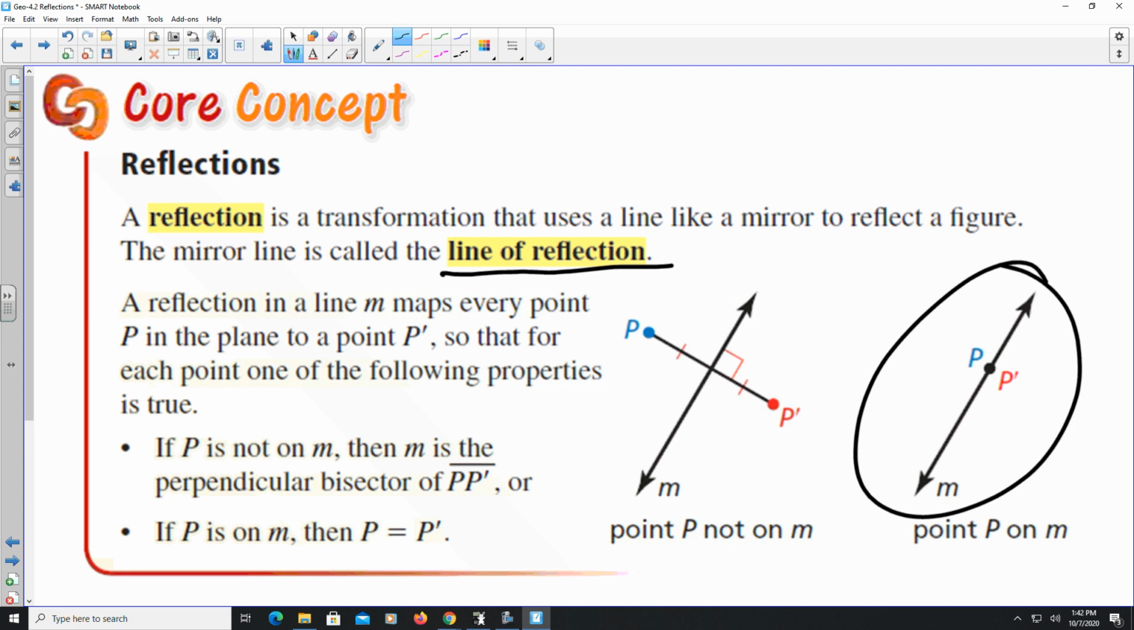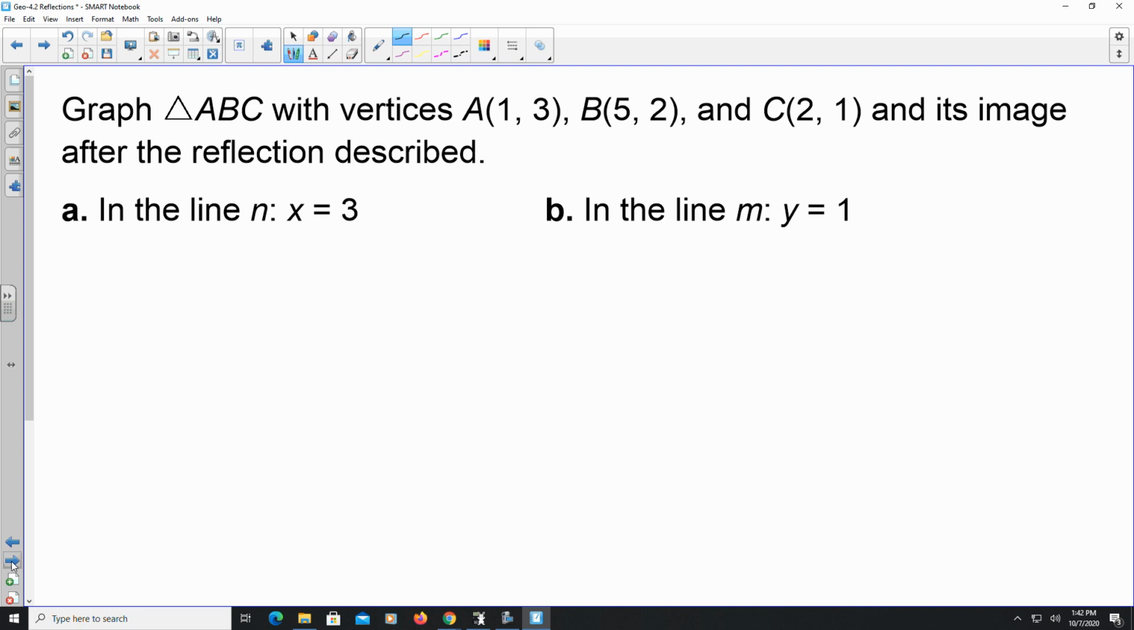With that being said, let's try to find some reflections with respect to whatever the line of reflection is that they describe. We have graph ABC with vertices 1, 3, 5, 2, 2, 1. For part A, they want you to find the reflection over x is equal to 3.